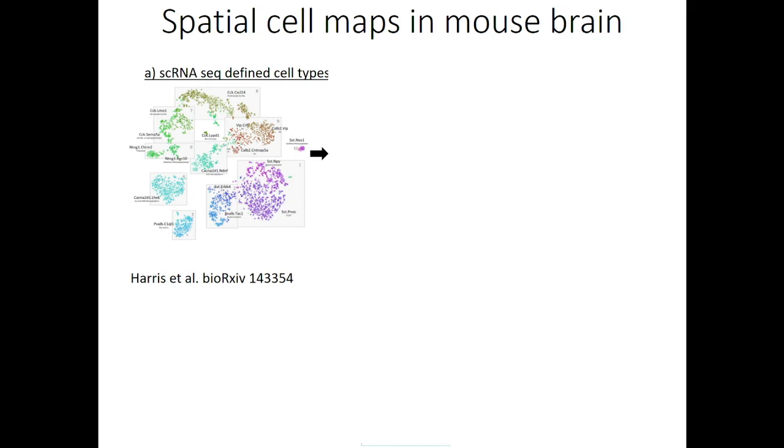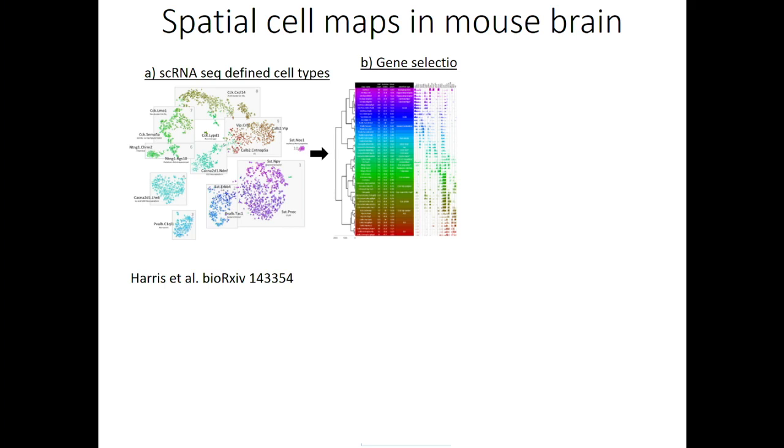Okay, so that's our work towards mapping and characterizing tumor heterogeneity. Next step is using this technology to make spatial cell maps out of single cell RNA sequencing data. So we start with single cell RNA sequencing, and we have these clusters that we want to find out where they are located in the tissue.